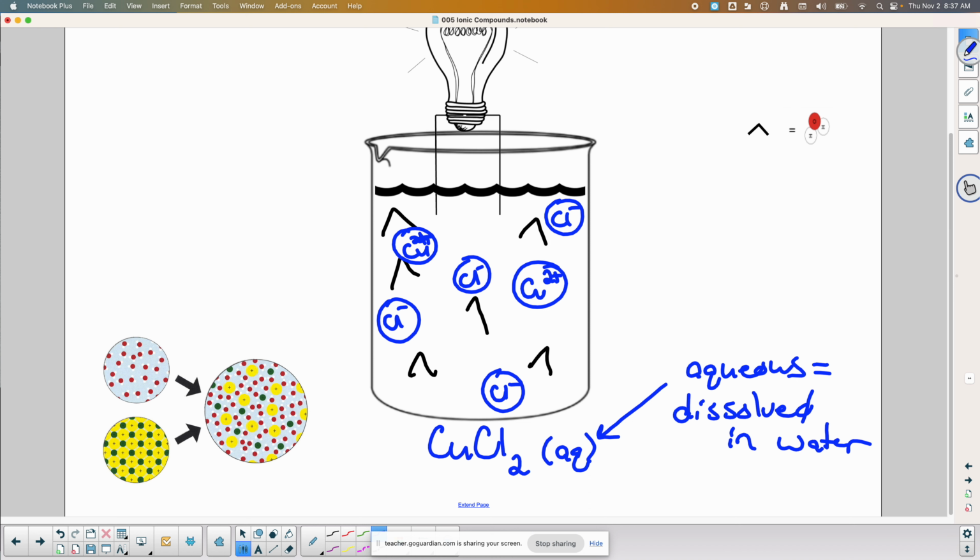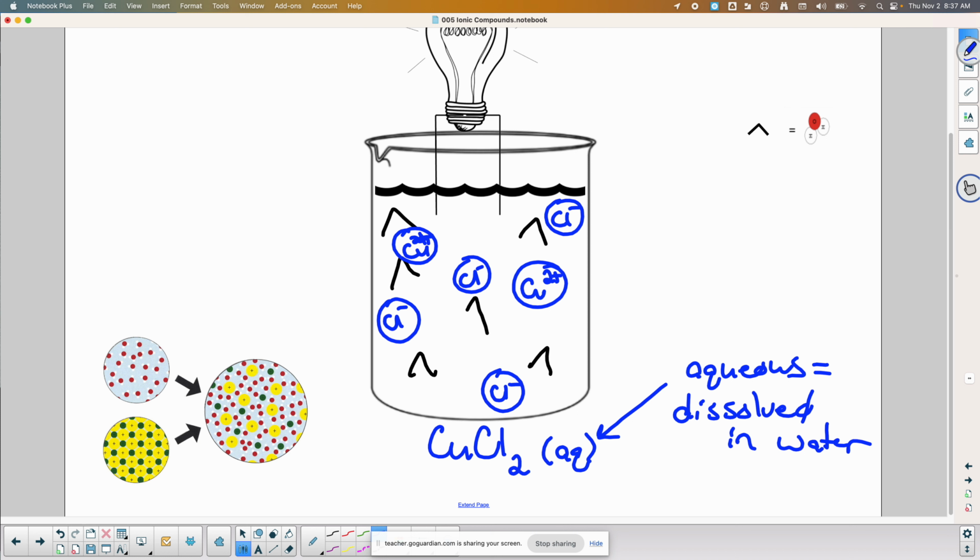Now, this isn't actually the first time we've seen this. We had kind of a preview of this happening back when we did the chemical and physical changes lab, when we had the picture of the water and the salt, and then the salt dissolved in the water. We see kind of the same situation.